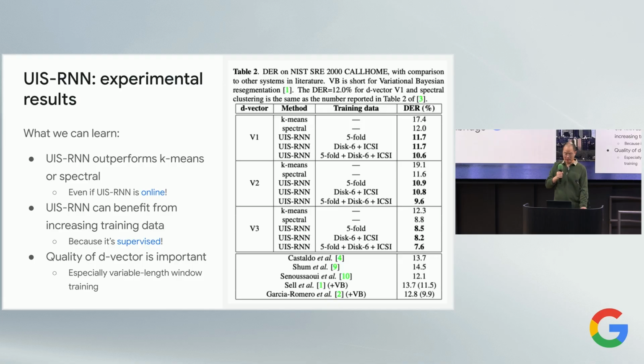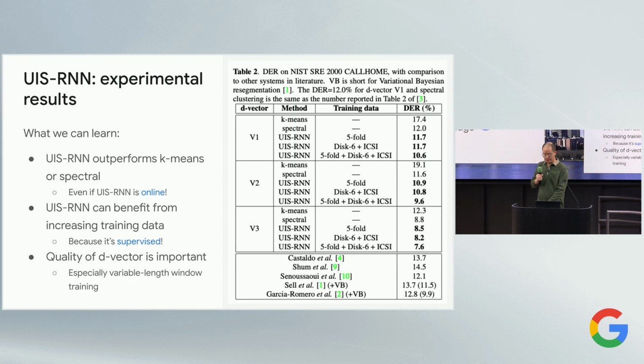We also noticed that as part of the end-to-end system, UISRN is a supervised component, but the end-to-end performance is dependent on many other components as well. For example, if we improve the quality of the D vector, it will hugely improve the performance as well, even if you always use the UISRN, because the D vector is the input sequence to the UISRN model.